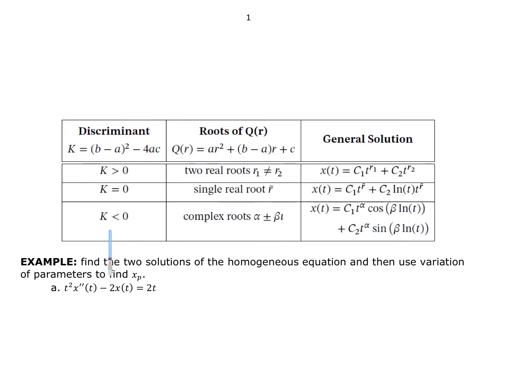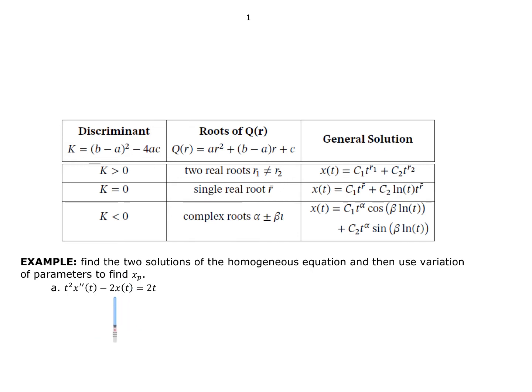If I have a discriminant that is less than 0, my complex roots will have the form alpha plus or minus beta i, where x of t is going to be c sub 1 t to the alpha cosine of beta natural log of t, plus c sub 2 t to the alpha sine of beta natural log of t. So we're going to start out with finding the two solutions of the homogeneous equation and then use variation of parameters to find x sub p.